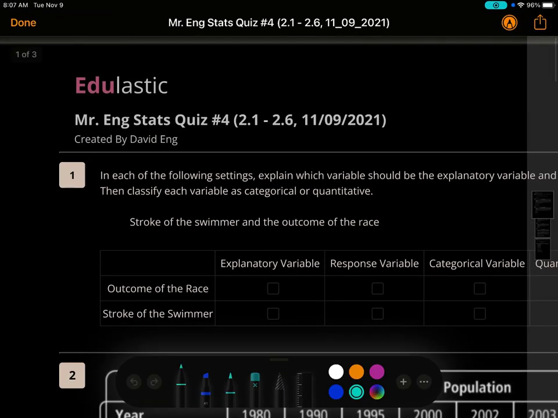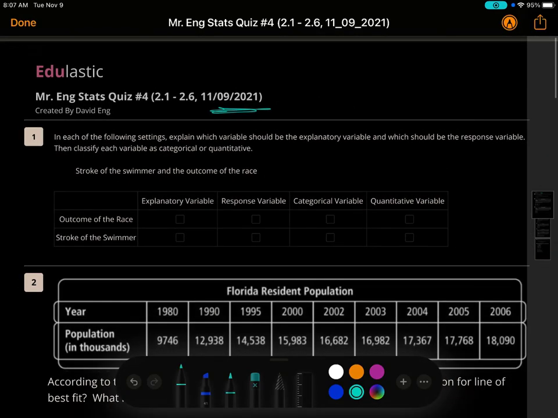Hey stats lovers, let's go over quiz number 4, 2-1 and 2-6, taken on November 9th. Question number 1, for each of the following settings explain which variable should be the explanatory variable and which should be the response variable. Then classify each variable as categorical or quantitative.